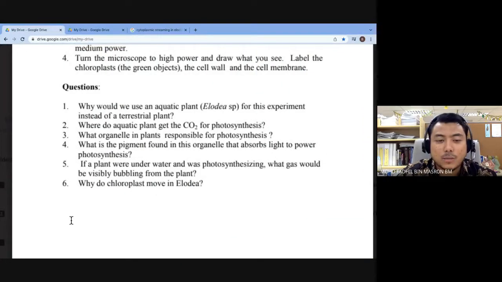Okay, soalan ni adalah why do chloroplast move in Elodea? Kenapa chloroplast tu gerak-gerak dekat dalam Elodea?